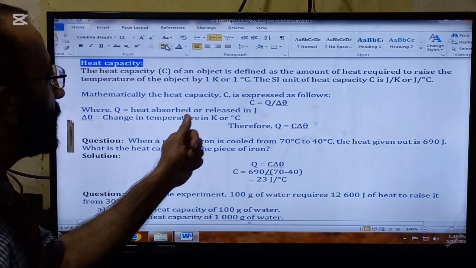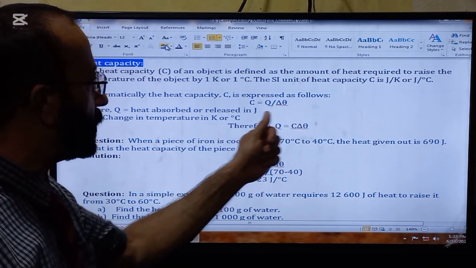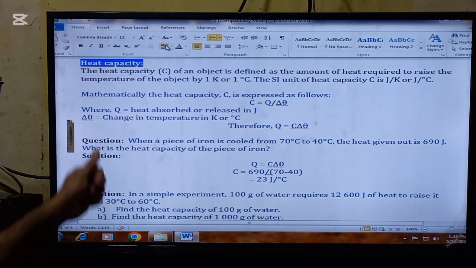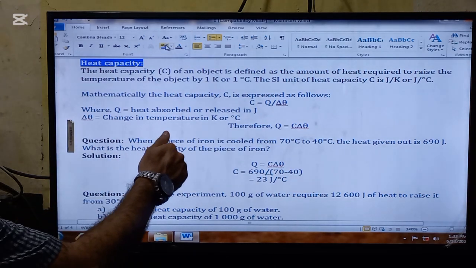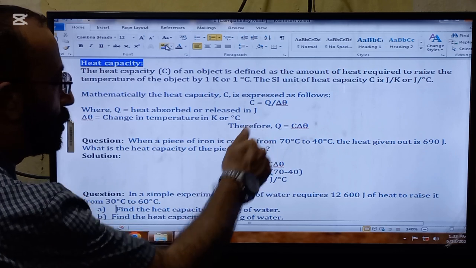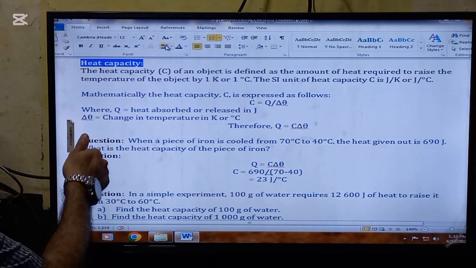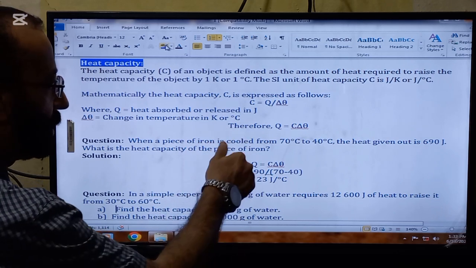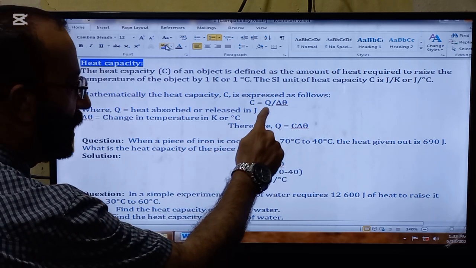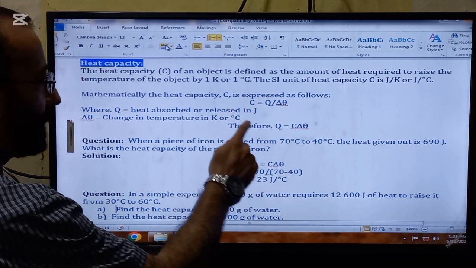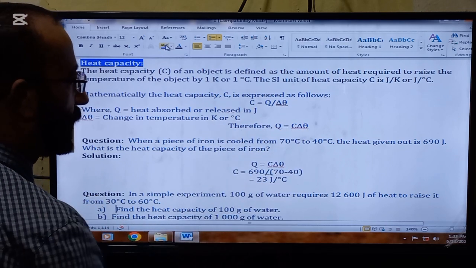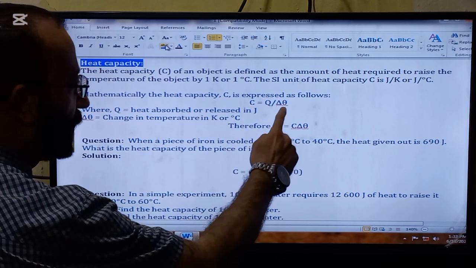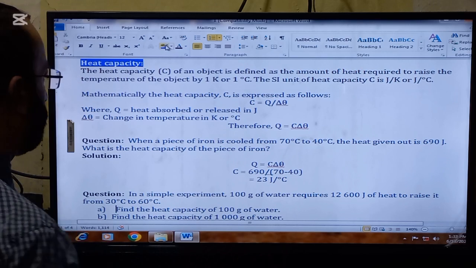Mathematically, the heat capacity capital C is expressed as follows. C is equal to Q over delta theta, where Q is the heat absorbed or released in joule, whereas delta theta is the change in temperature in degree K or degree C. So leave Q here, delta theta will be multiplied by C, so Q is equal to C delta theta. This is another alternate form of the original formula. So this is the original formula, this is the alternate form.